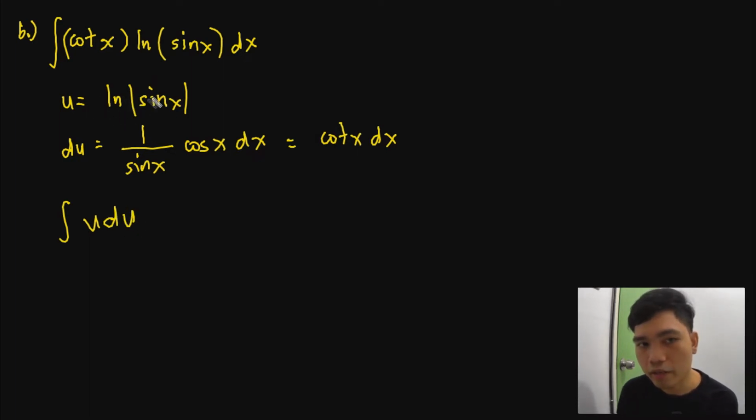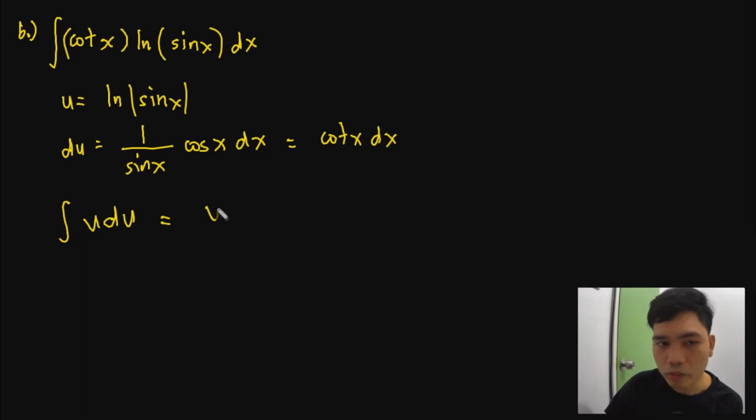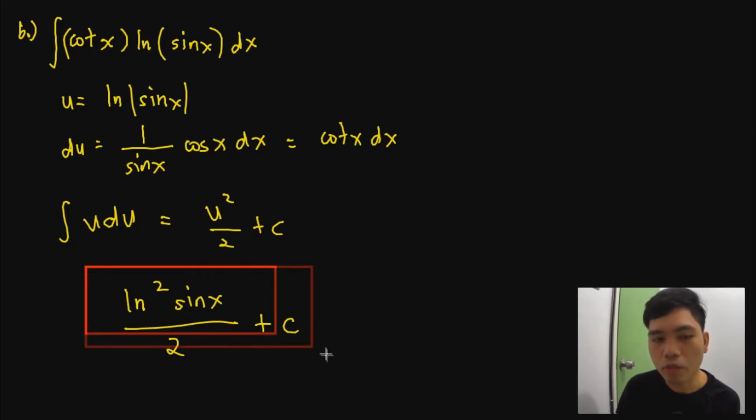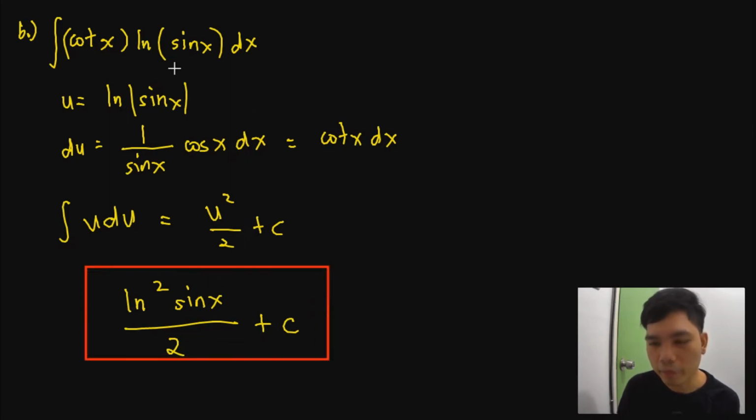May ln na tayo, ln sine of x, so dito yung u, and then cotangent x dx would be the u itself. So with this, we can integrate this in a way na power rule. So this becomes u squared over 2 plus c. Which in turn, pag sinubstitute natin yung value nun, we can just say na this one is the natural logarithm squared of sine x divided by 2 plus c. Okay, and then yun nga, pag dinifferentiate natin to, makukuha mo dyan is supposedly this integrand.